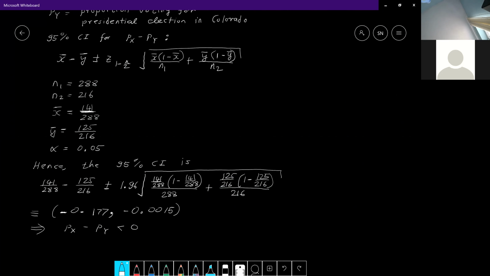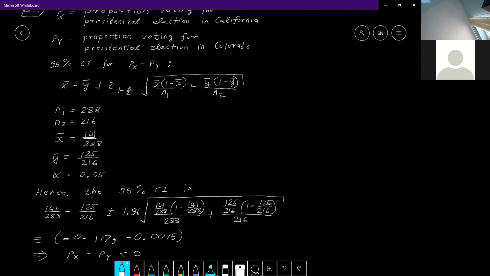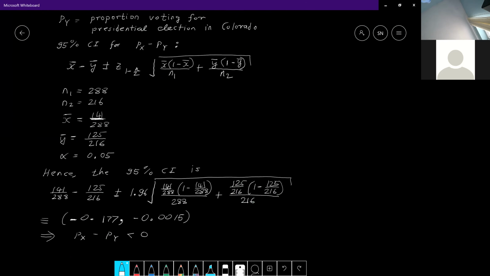Are you okay with this or not? Do you have any questions? Hello, guys. Talk to me, please. So this is the solution to question number 5 from sheet 10.